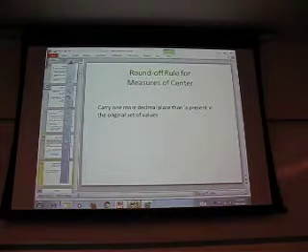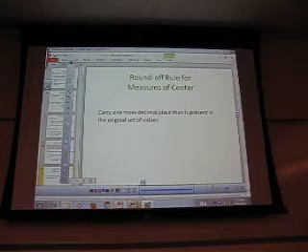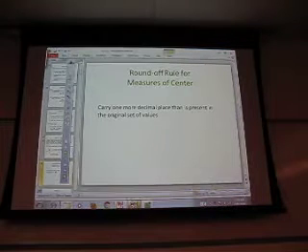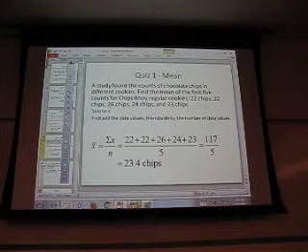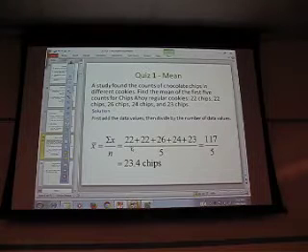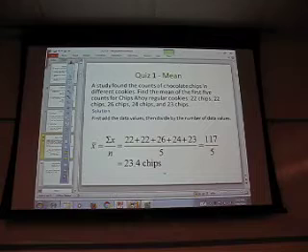Round-off rules for the measure of center: it should have one more decimal place than the original data. Right, so even if this previous problem had 2 decimal places, you'd still round it to 1 decimal place because your data has no decimal places. So your mean should have 1 decimal place.